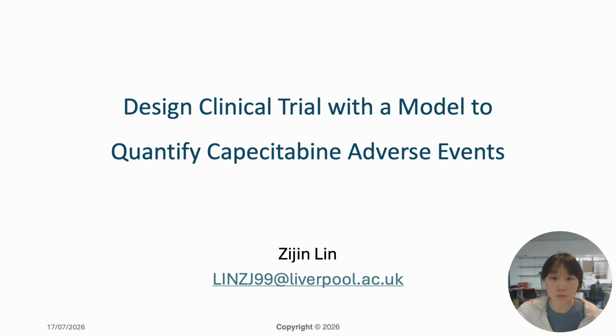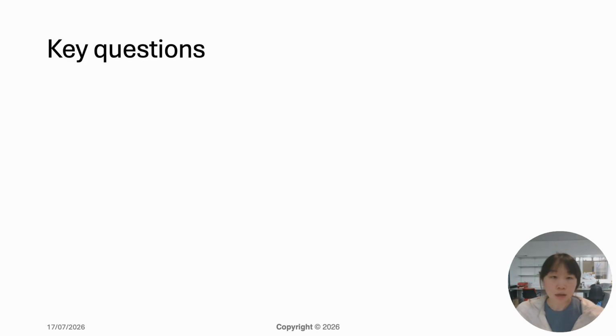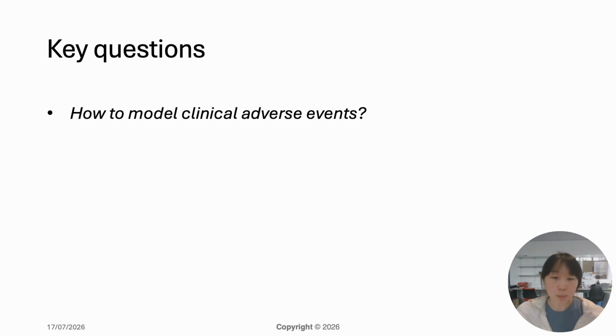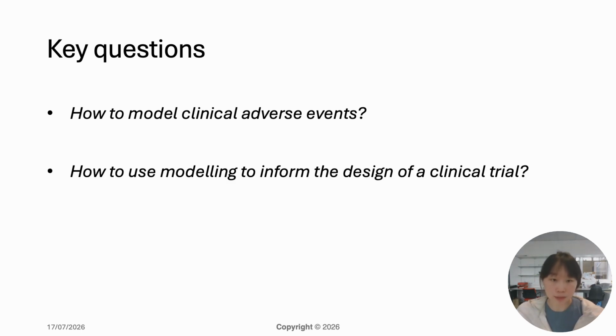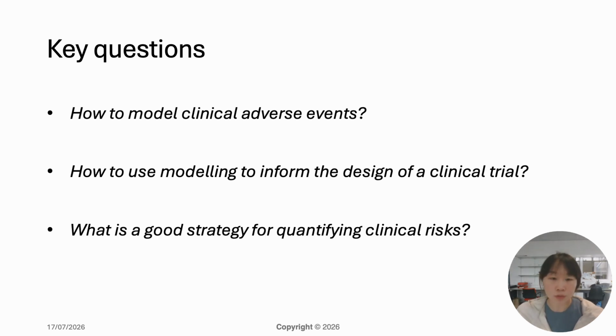My project is to design a clinical trial with a model to quantify capecitabine adverse events. Today I'll answer three key questions. First, how to model clinical adverse events. How to use modeling to inform the design of a clinical trial. What's a good strategy for quantifying clinical risks?